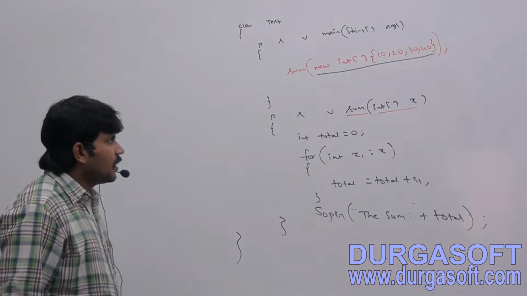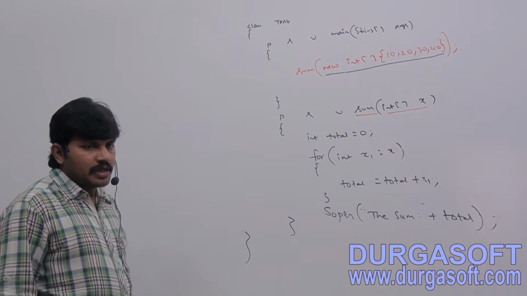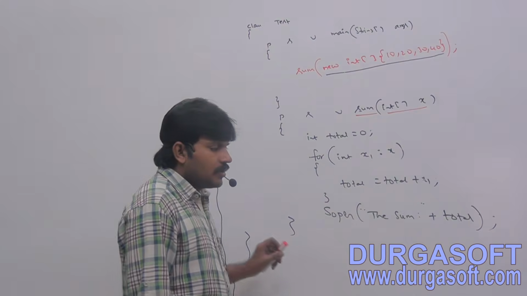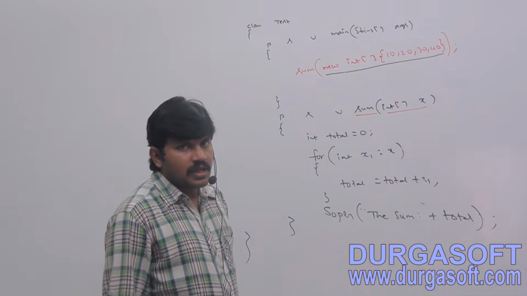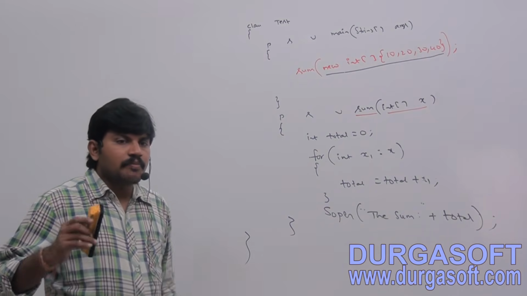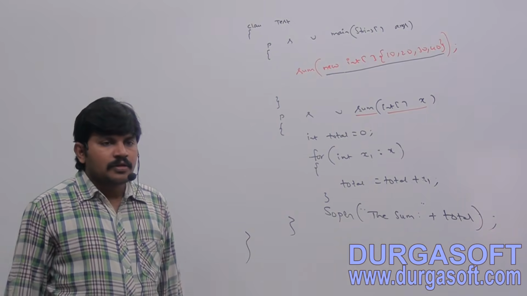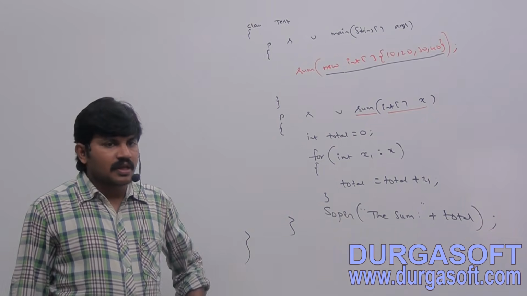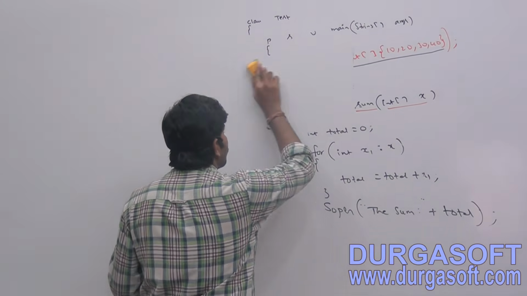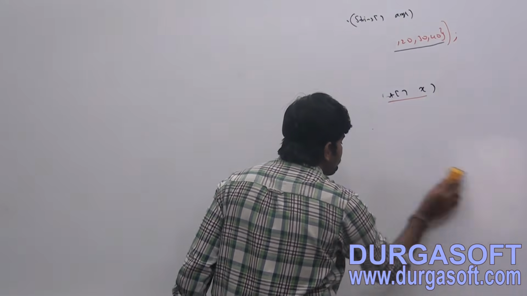Hence, for this one time requirement, anonymous array is the best choice. Anonymous array is the best choice. Okay, that's all. So this is what is anonymous array.